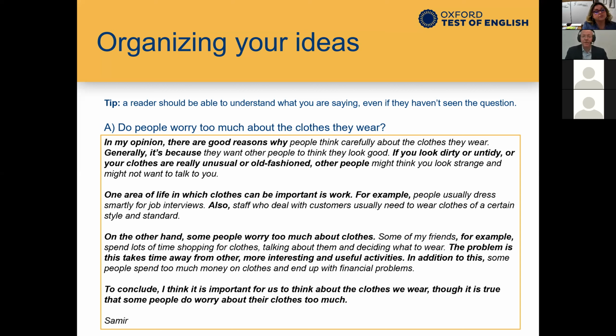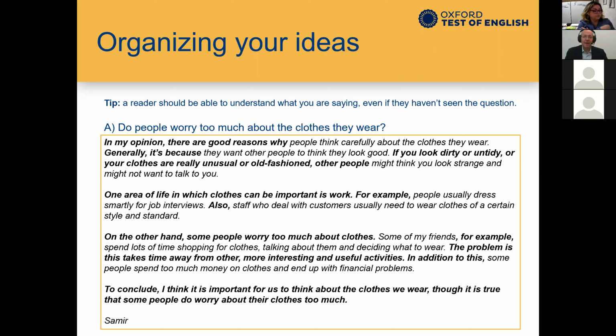One area of life in which clothes can be important is work. For example, and there, just like because, I really recommend that you use for example. For the same reason, it gives you the opportunity to expand and to talk about your own thoughts, okay? Your writing needs to be personal. It needs to be about your thoughts, what you have to say. And we have also, okay?